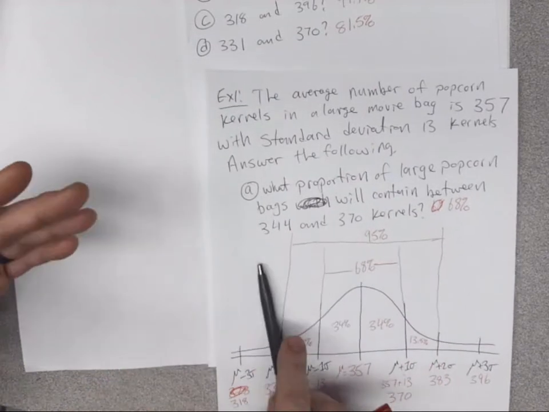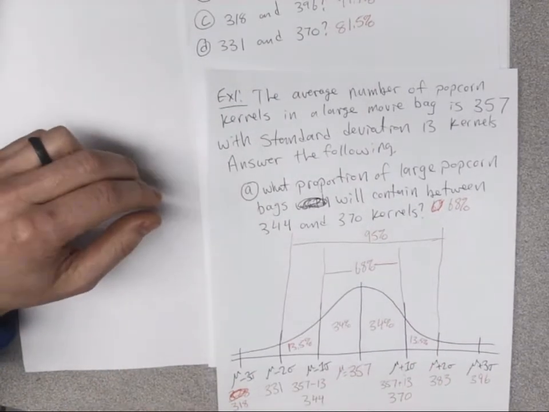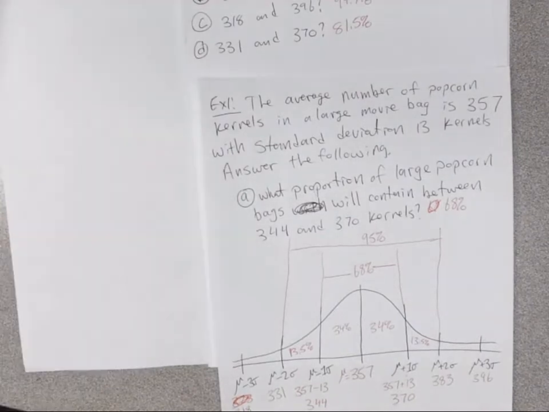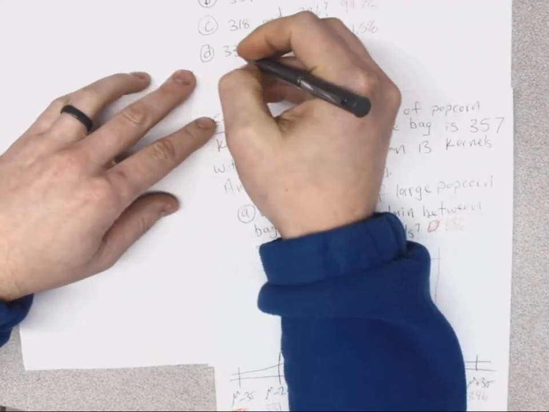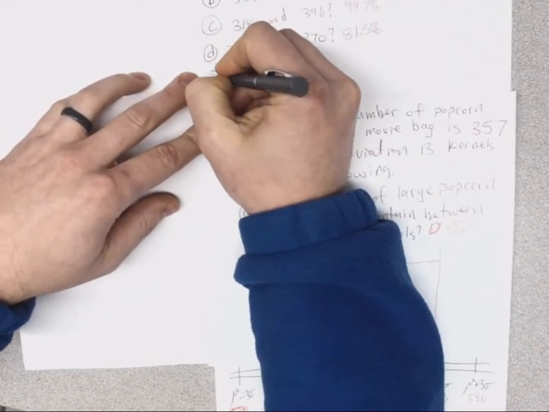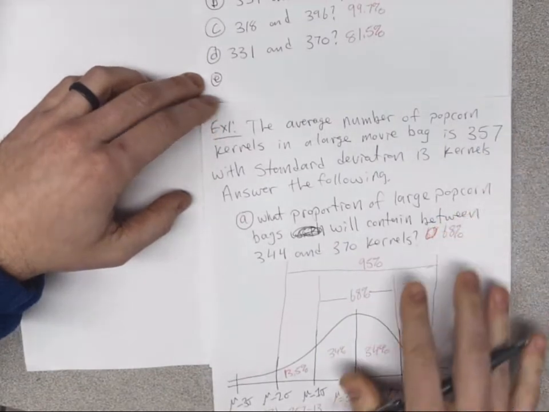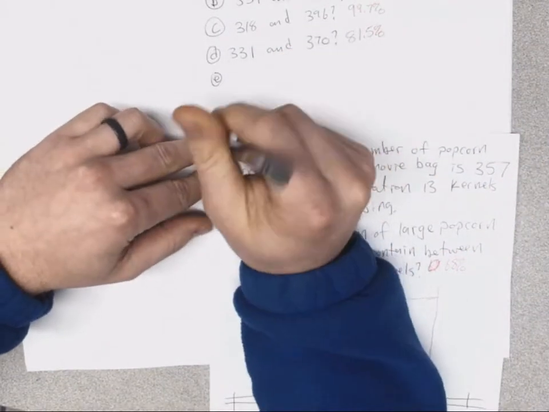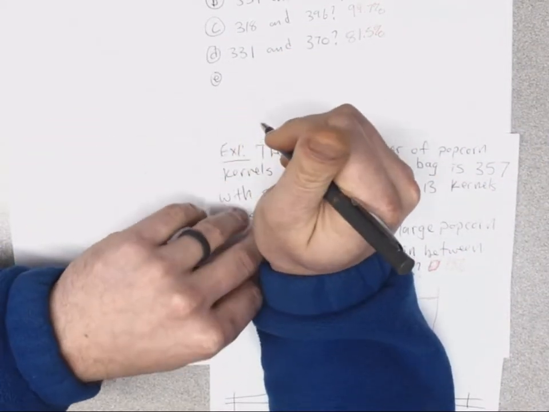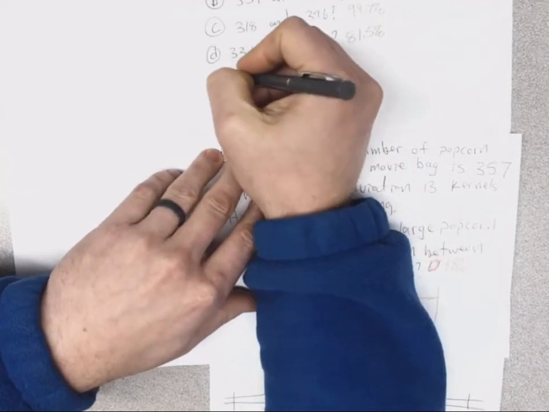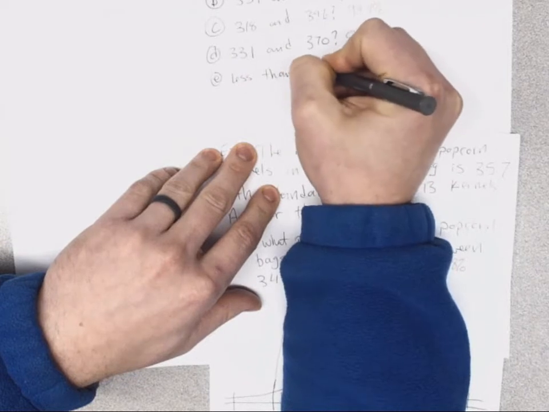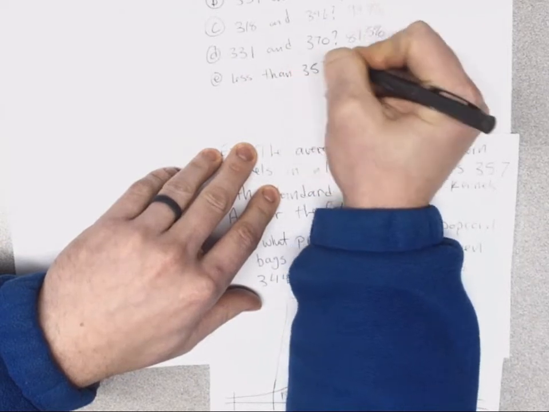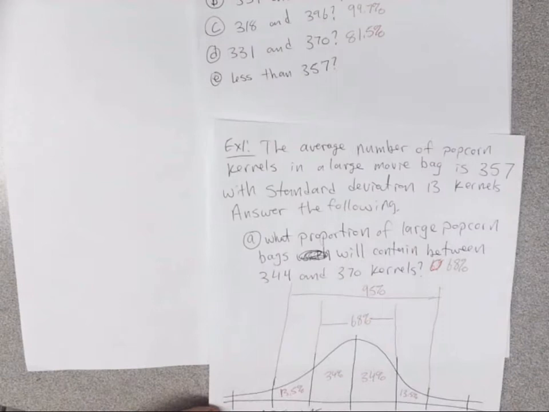So what I want to do is add on to this example, and this will lead us into the z-score. So let's look at part E here. Part E. And I'm going to just keep abbreviating so we don't have to write so much. What proportion of large popcorn bags will contain less than 357 kernels? So I'm just going to say less than 357, question mark.